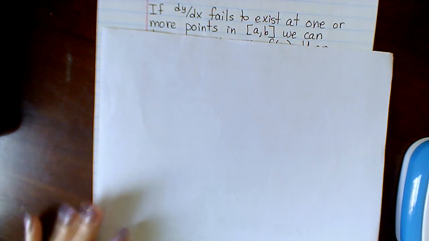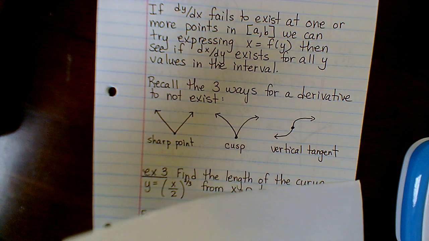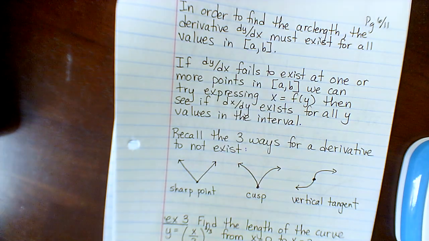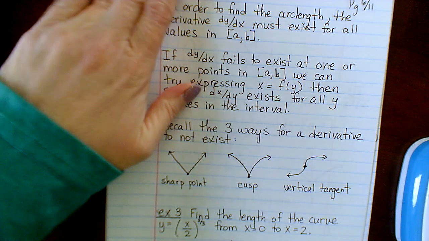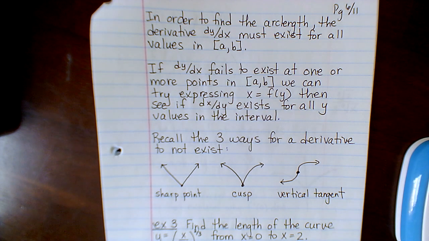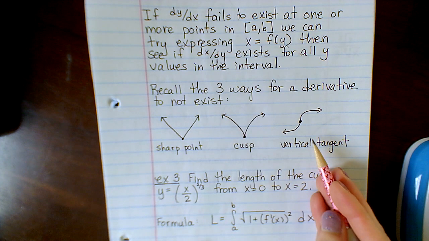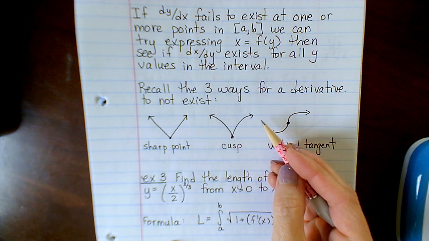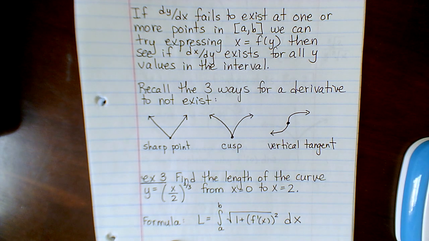Now, in order to find this arc length, the derivative is going to need to exist for all of the values in that interval. Where would a derivative not exist? Well, from Calc 1, remember that there are 3 ways that a derivative may not exist. You may have a sharp point, you may have a cusp, or you may have a vertical tangent.